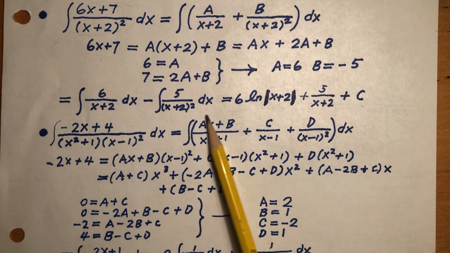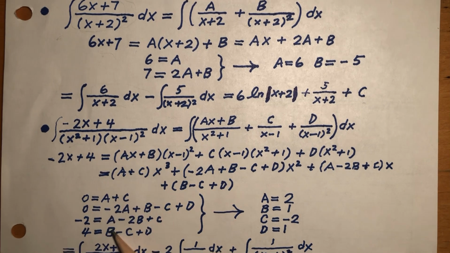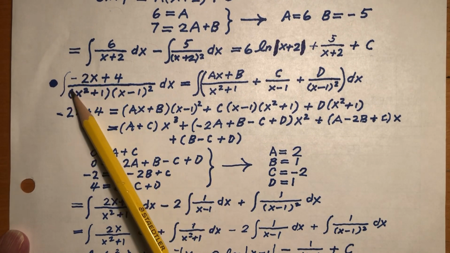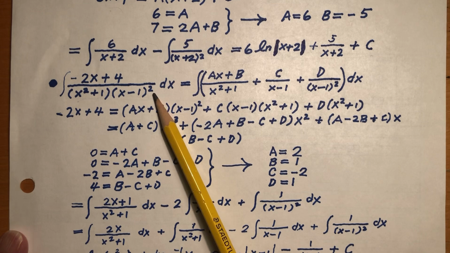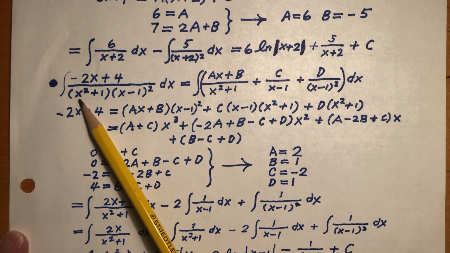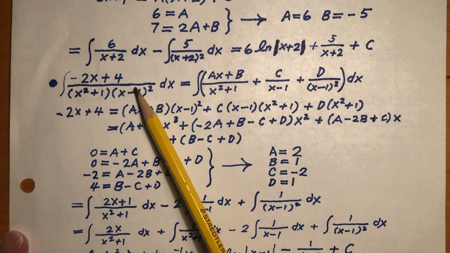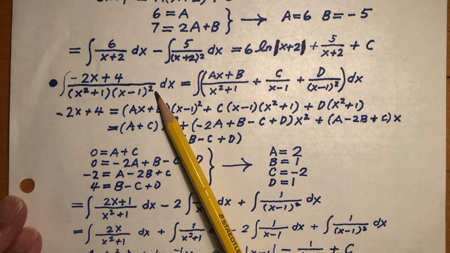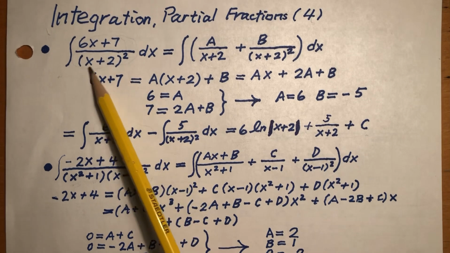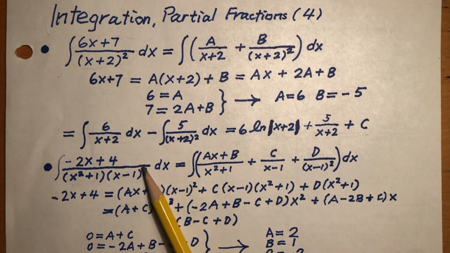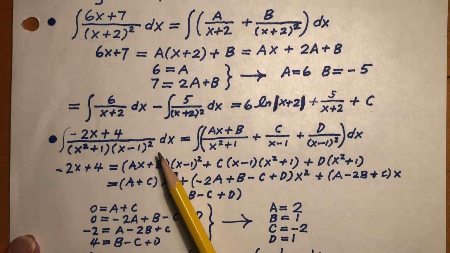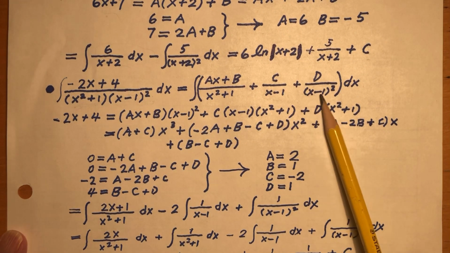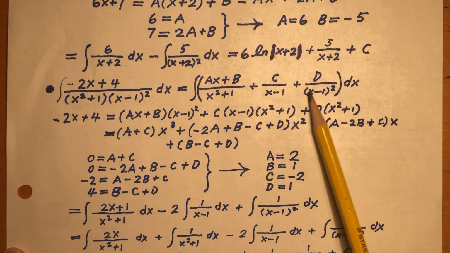Another example here. So expand this into partial fractions. This is the denominator. Now this denominator goes to exponent 2. And like this example, exponent 2 here, I need to write exponent 1 and also exponent 2.